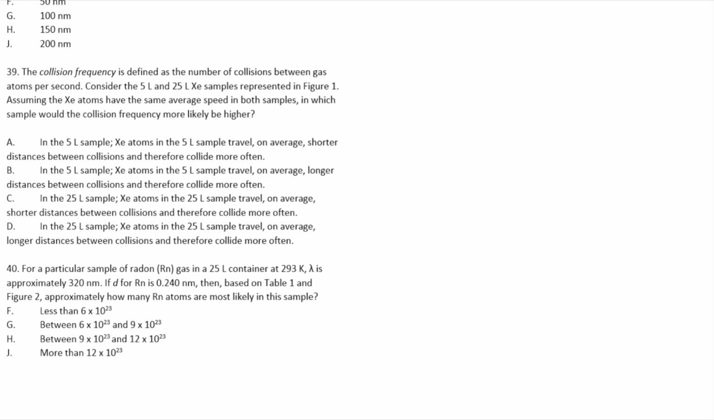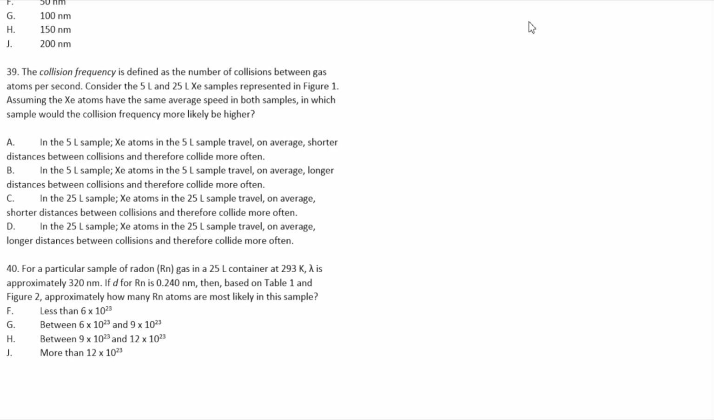Alright, question 39 says, the collision frequency is defined as the number of collisions between gas atoms per second. Consider the 5 liter and 25 liter xenon samples represented in figure 1. Assuming the xenon atoms have the same average speed in both samples, in which sample would the collision frequency most likely be higher? Okay, so we defined a new phrase here, the collision frequency, and that's the number of collisions between gas atoms per second. We're looking at 2 different samples. One is smaller than the other in terms of volume, and we're assuming that they have the same speed in both samples. Then we're trying to figure out in which sample the collision frequency is higher.